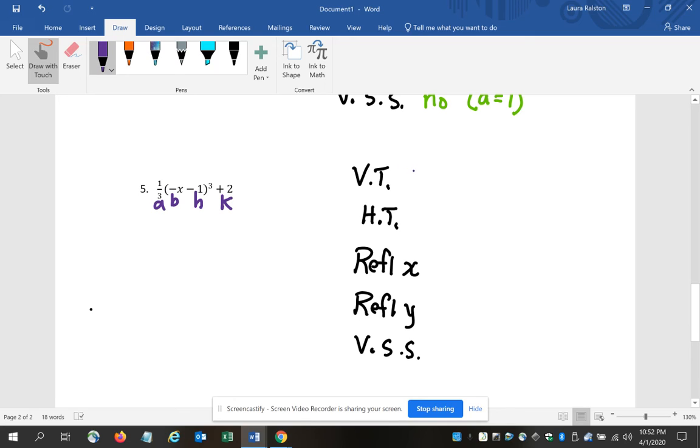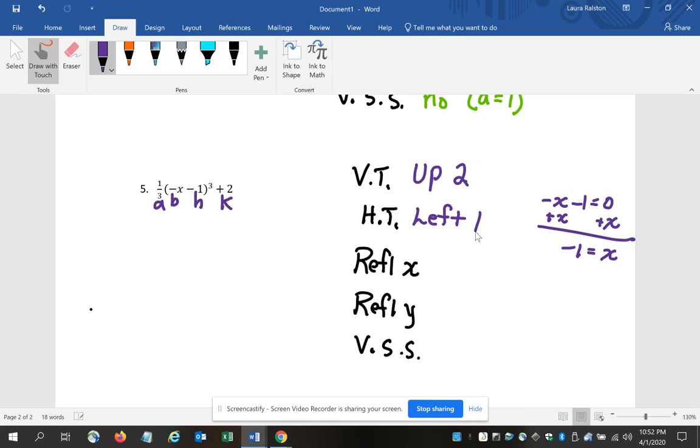So my vertical translation determined by k is up 2 because it's positive. Again, guys, be super careful making the horizontal translation decision. We have -x minus 1 equals 0. If I solve that for x by adding x to either side, I have -1 equals x, which means I'm going left 1 unit.